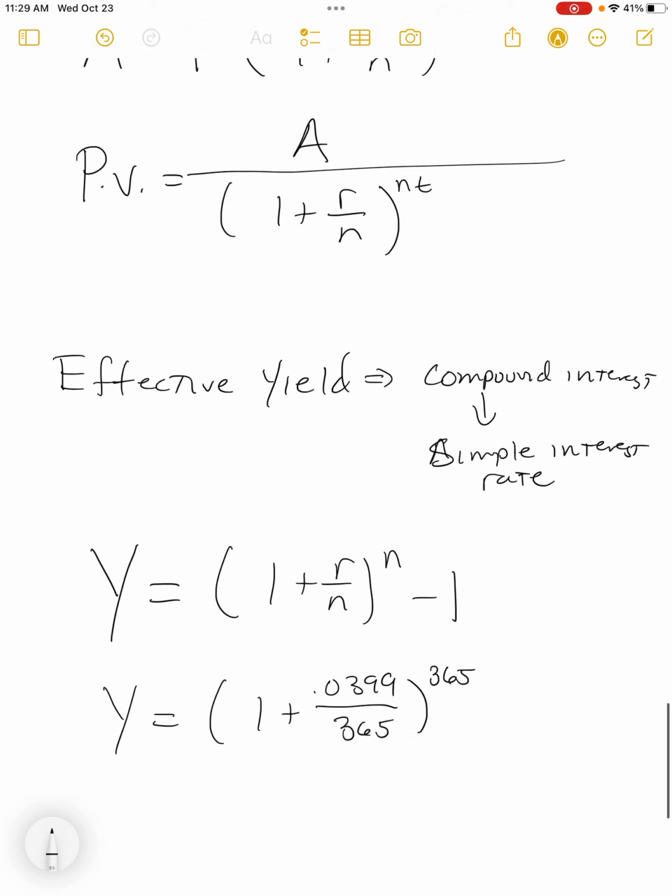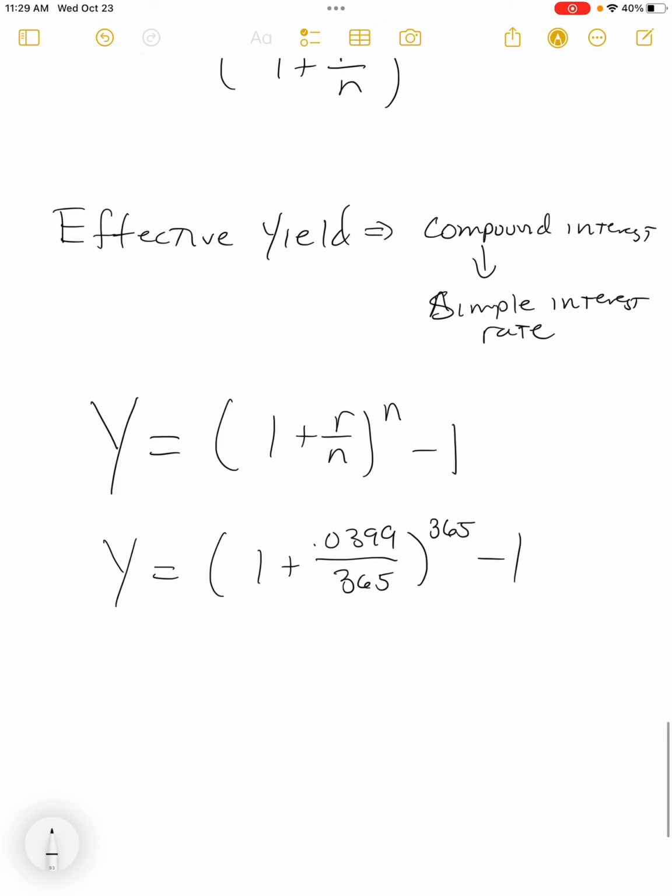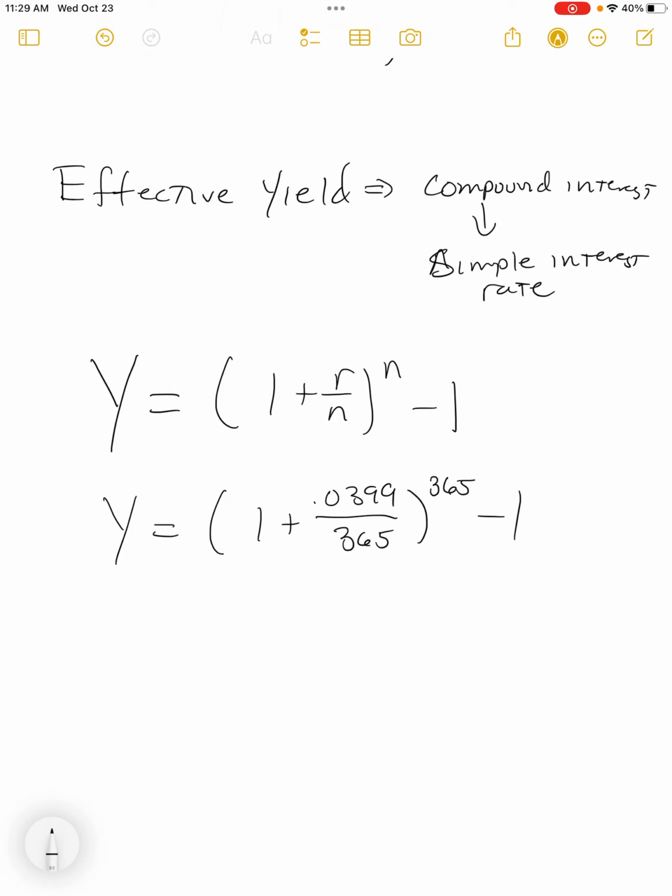So let's look at that. We take our 1, and we just plug it in exactly how we see it. Open parentheses, 1 plus 0.0399 divided by 365, close it, raise it to the 365, and subtract 1. And here's what I get.